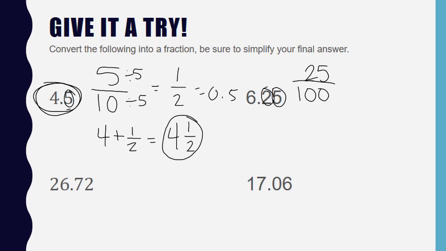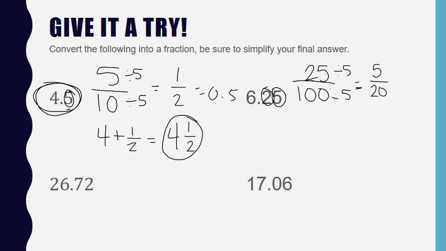Then right away I see I can divide by 5 because I have a 5 and a 0 as a last digit. So let's divide by 5. Again, I'm moving kind of quickly. You can pause me whenever you need to. 25 divided by 5 gives me 5. 100 divided by 5 gives me 20.